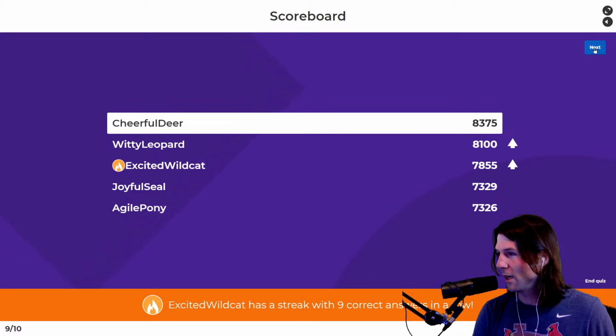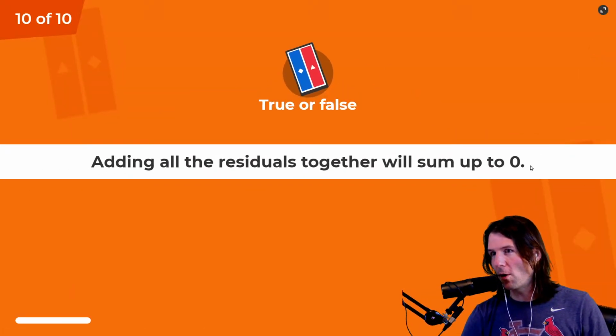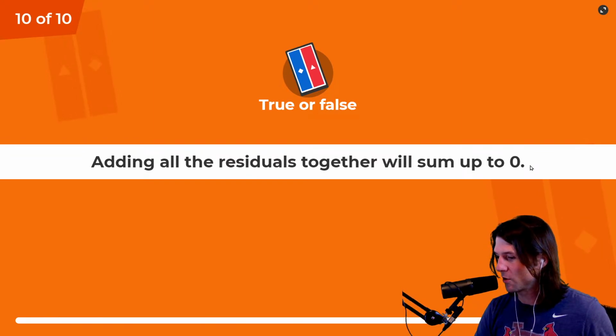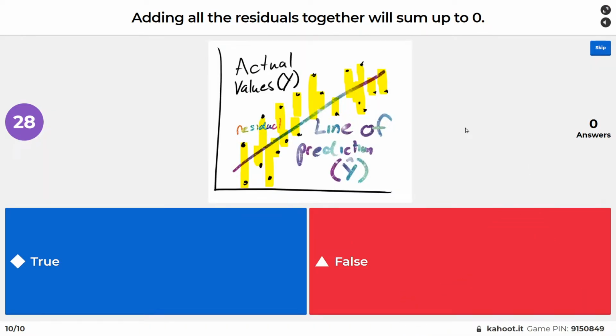Are you ready? True or false? Adding all the residuals together will sum to 0.